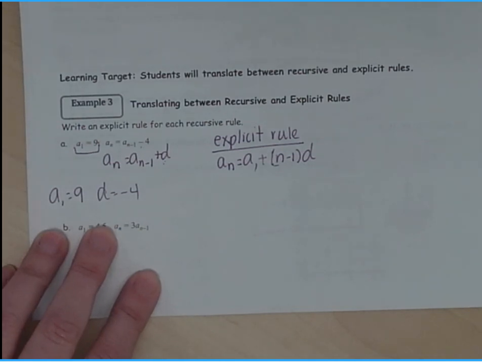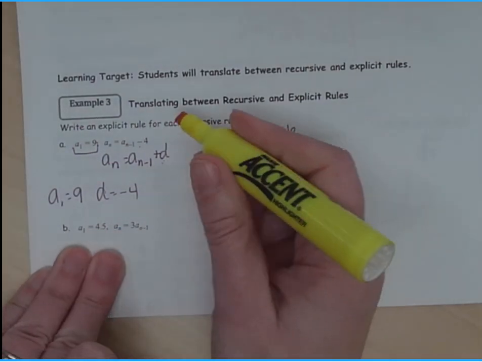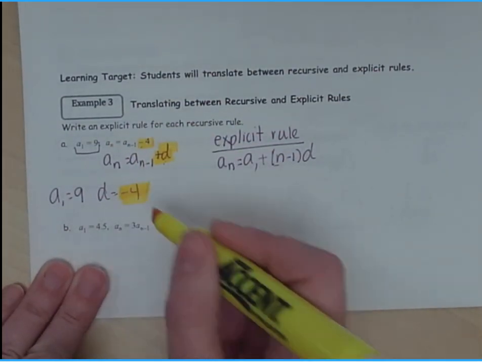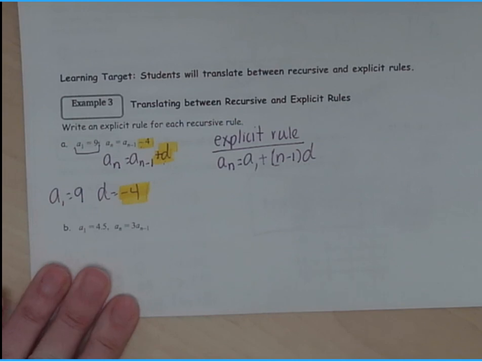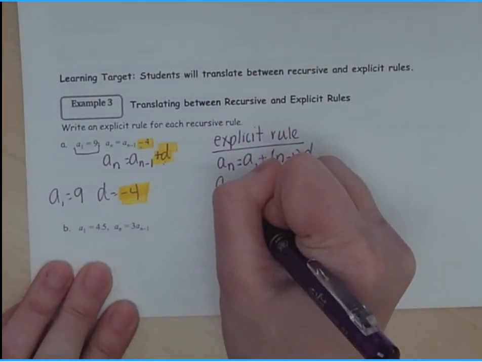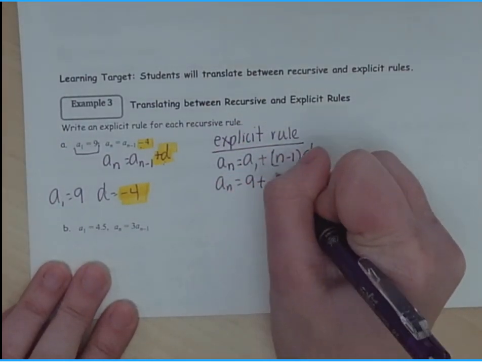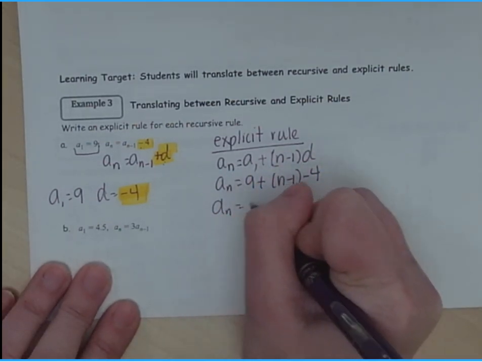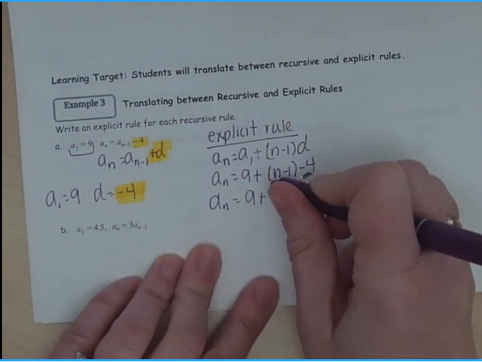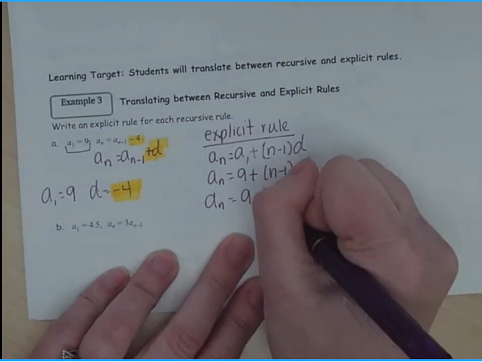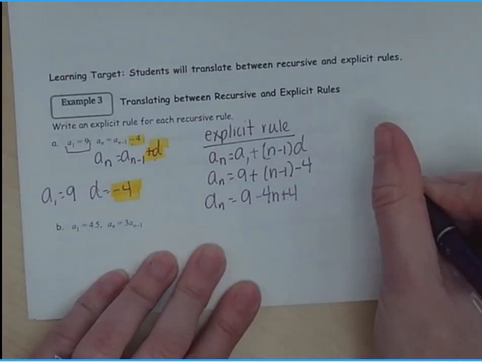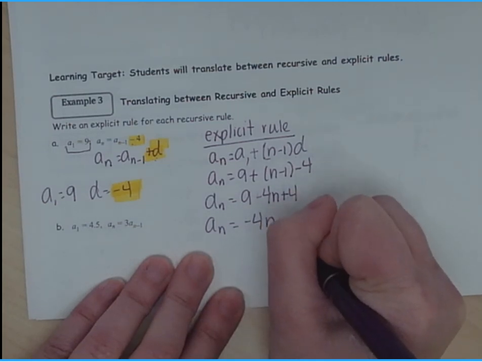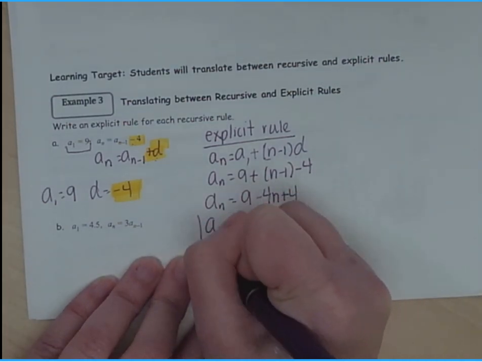So if I were to take a look, I'm looking for my common difference, which is negative 4. So I've got d equals negative 4. So let's replace what we know. a of n equals 9 plus n minus 1 times negative 4. So I have a of n equals 9 plus, let's distribute, so that's actually minus 4n plus 4. So all said and done, a of n equals negative 4n plus 13.